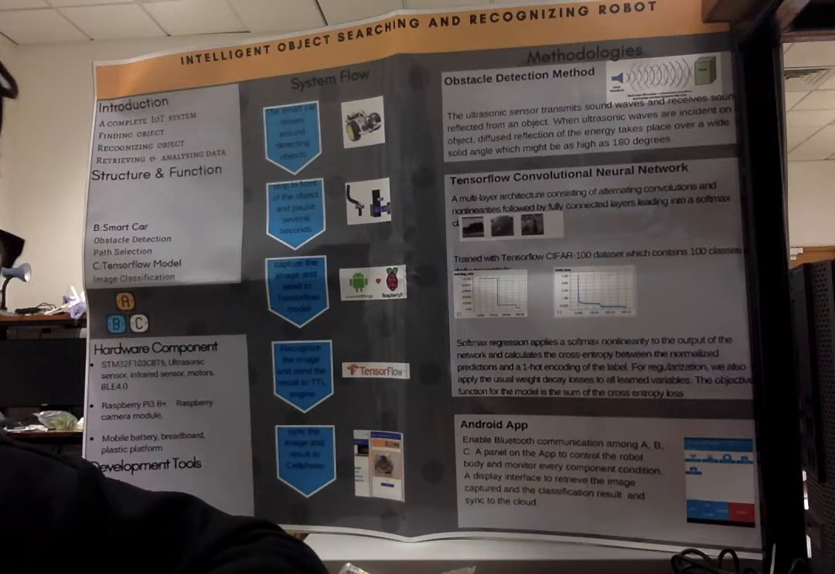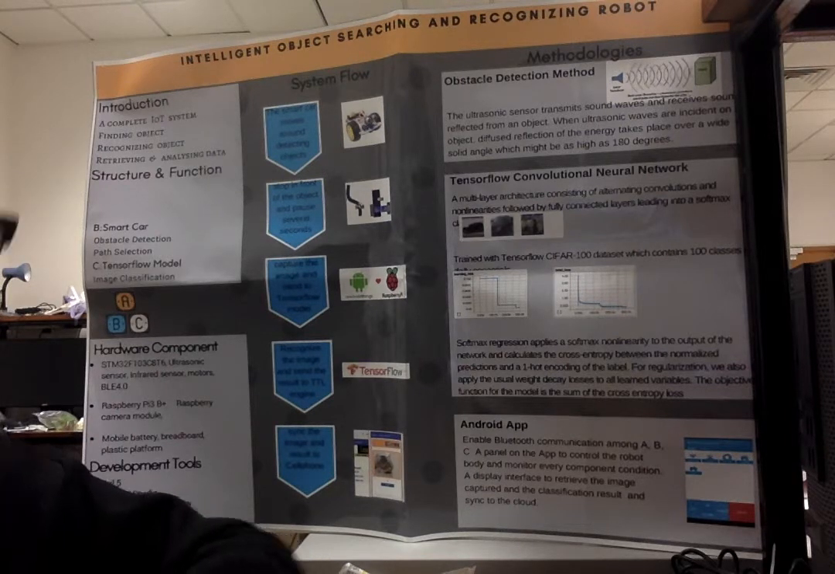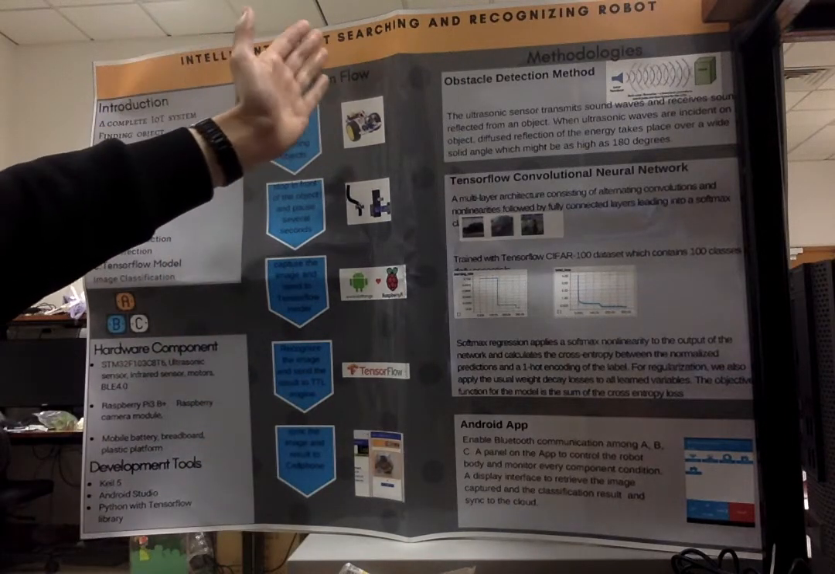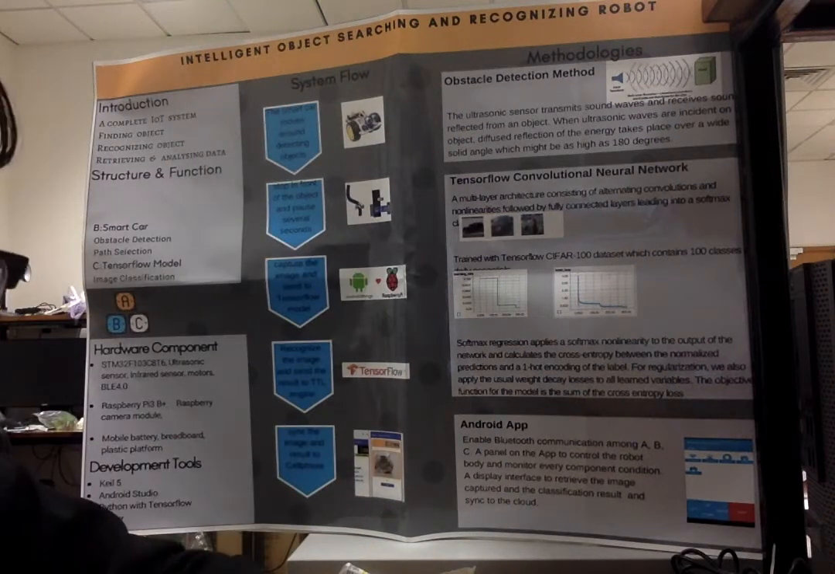This is Horan from the Information Engineering Department of the Chinese University of Hong Kong, and this is my final year project. In the beginning, I thought about artificial intelligence and Internet of Things as my topic, and I couldn't decide which one to choose, so I combined them. This thing here, intelligent object searching and recognizing robot, is a complete IoT system with artificial intelligence features.